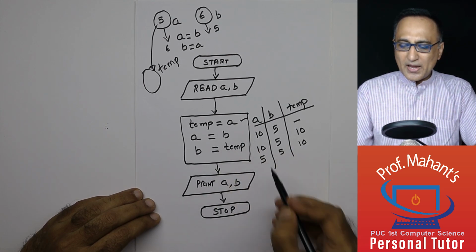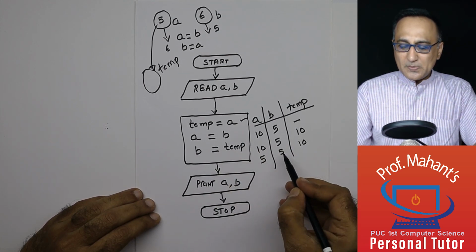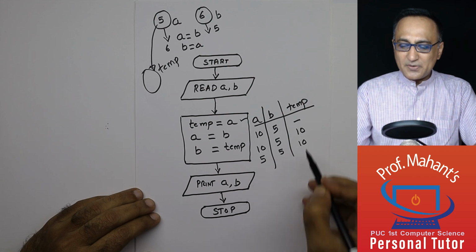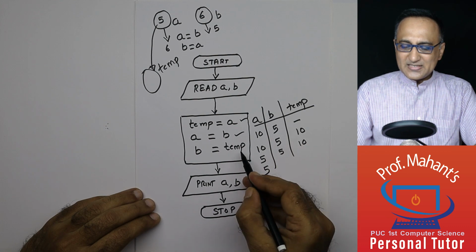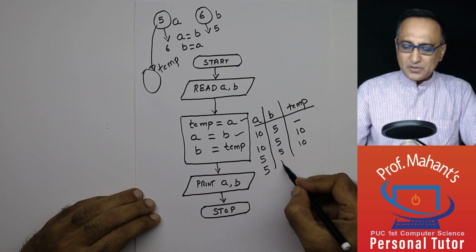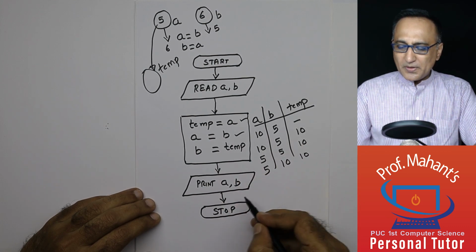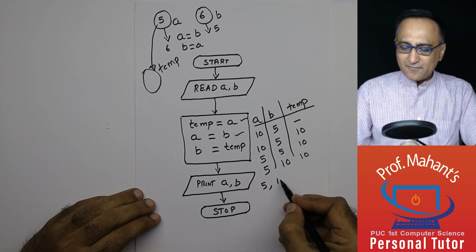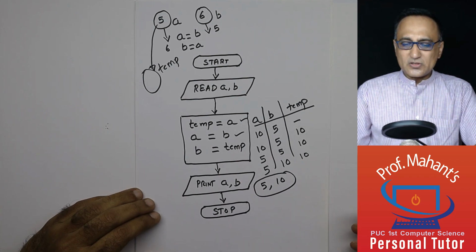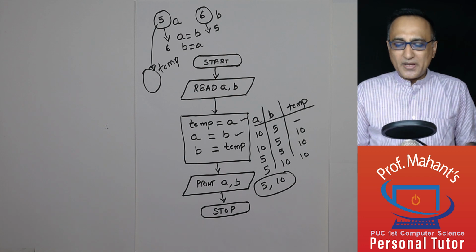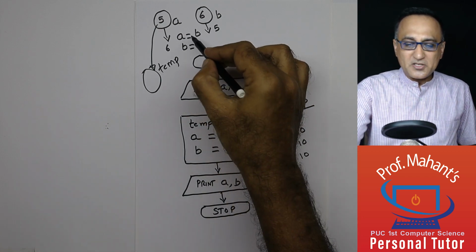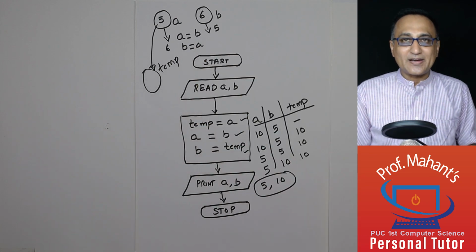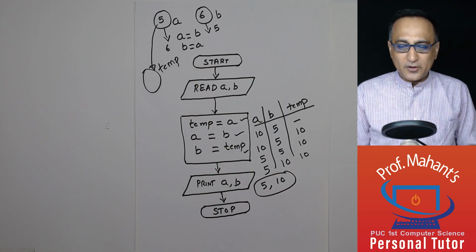So A has got the value of B. Now we need to give B the value of A, which happens to be in temp. So in the last step, I say the value in temp is copied to B. So now if you print A and B, it's going to print 5 and 10. So this is the logic of how to exchange the values contained in two memory locations. Please do not try to do it like this. This is not the right way to exchange the values.